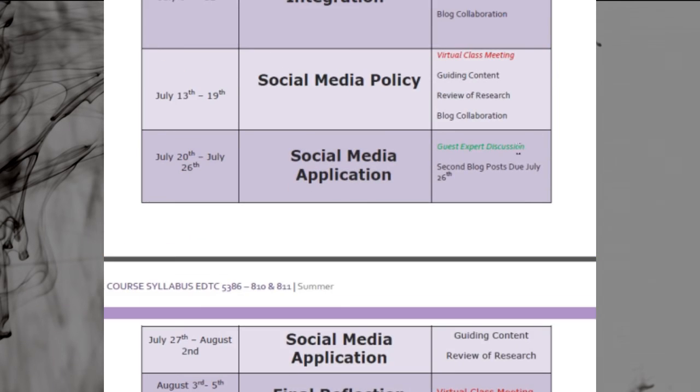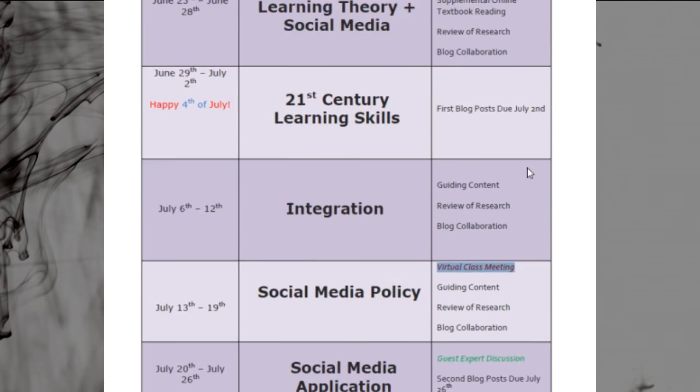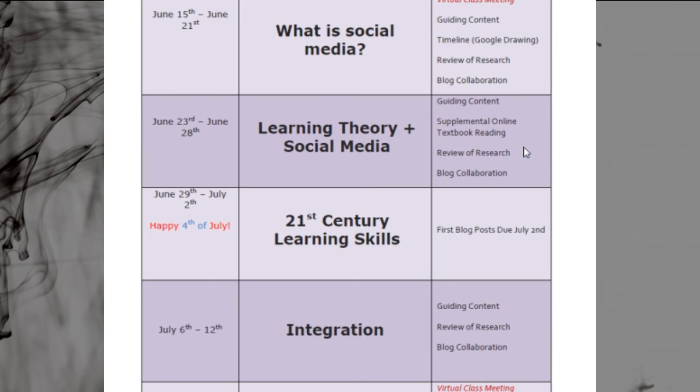And you'll see we have some guest expert discussions. It tells when we have some virtual class meetings. There is one little hiccup here, and we might end up changing this based on your feedback, but 4th of July is coming up, and so I set it to where you would be done with your first blog by July 2nd, or maybe even the 3rd. That way you could have the weekend to spend with your family.